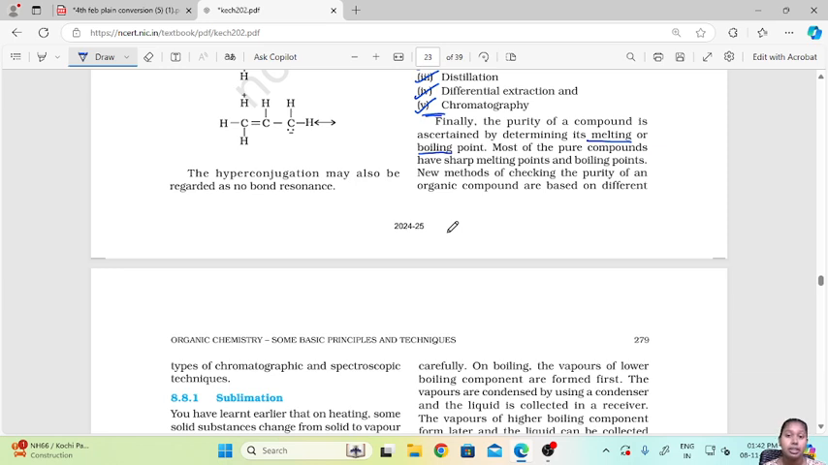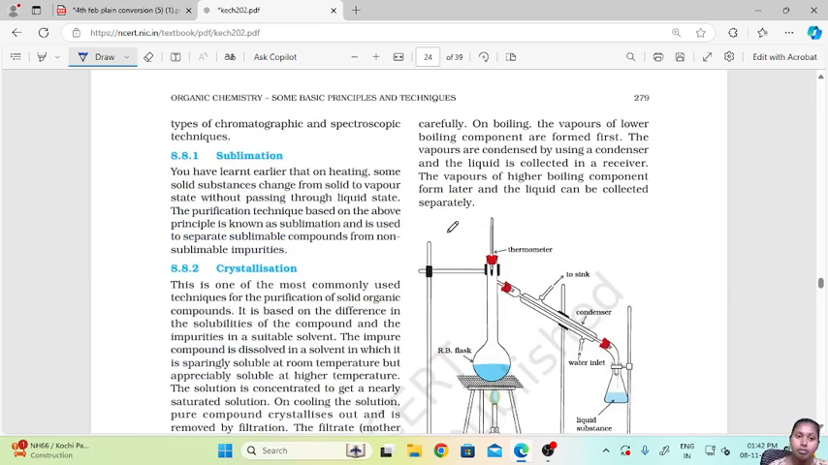Nowadays we use chromatography and spectroscopic techniques to identify the purity of the organic compound, but initially it was done by determining the melting and boiling point, because all pure compounds, without any impurities, have a very sharp melting and boiling point. At that particular temperature it will melt or it will boil. Now we use chromatography and spectroscopic techniques to determine the purity. So let's start with the first technique, that is sublimation.